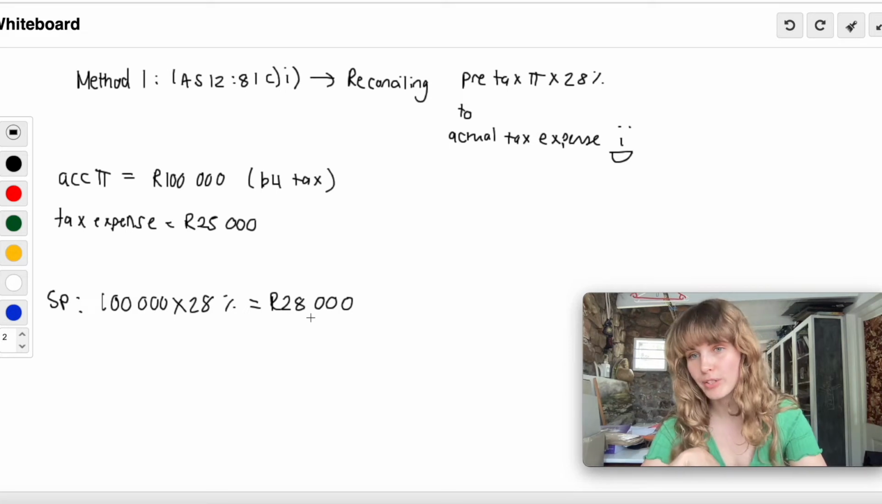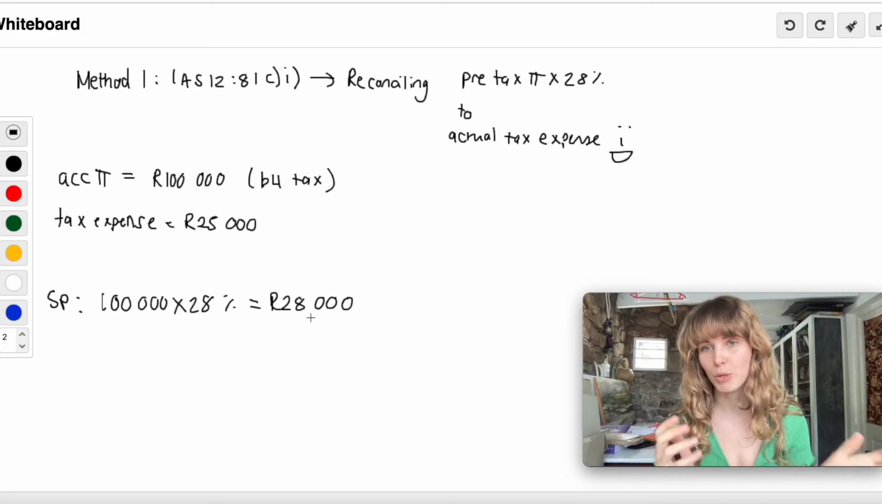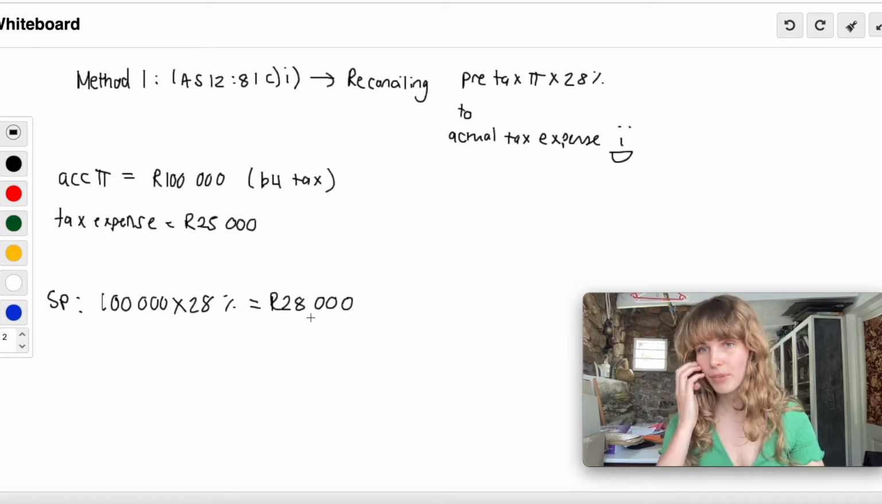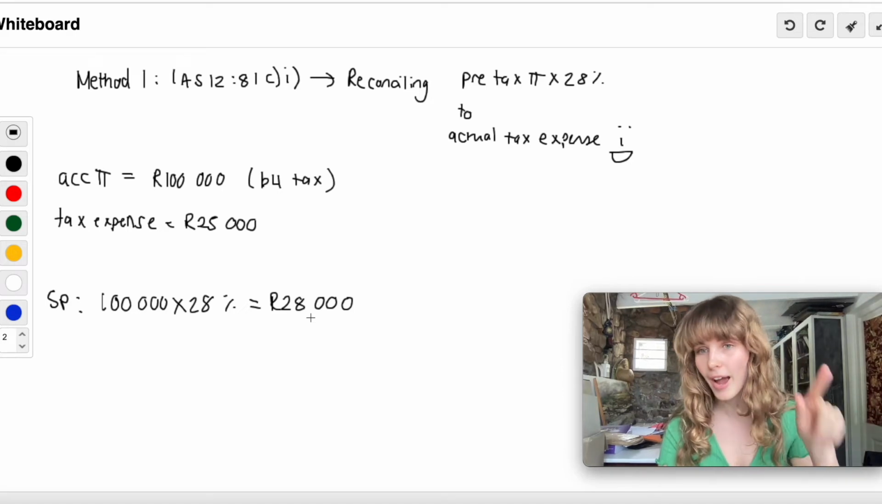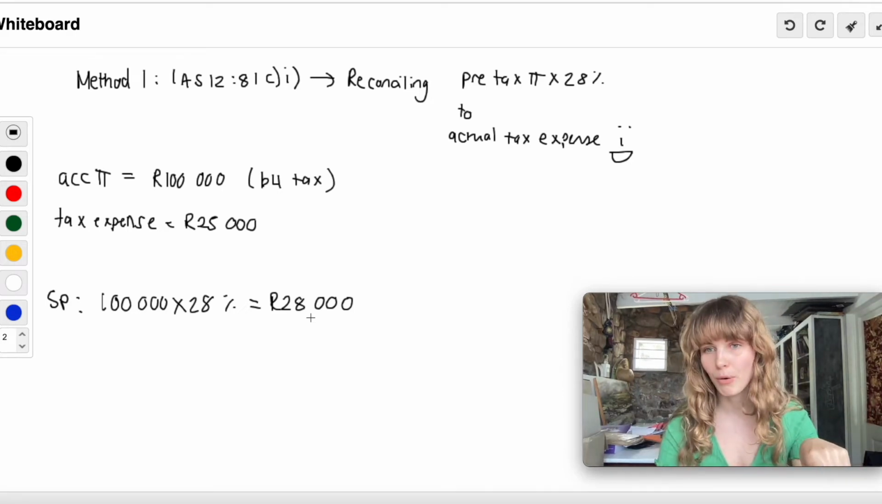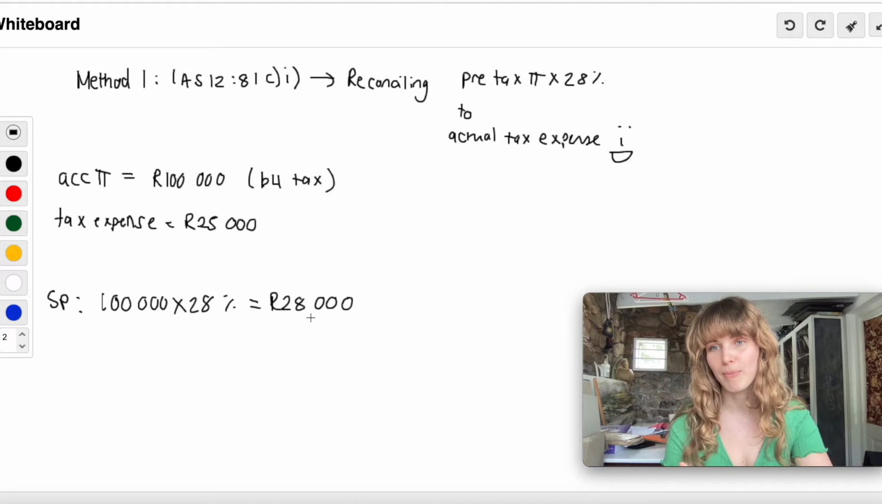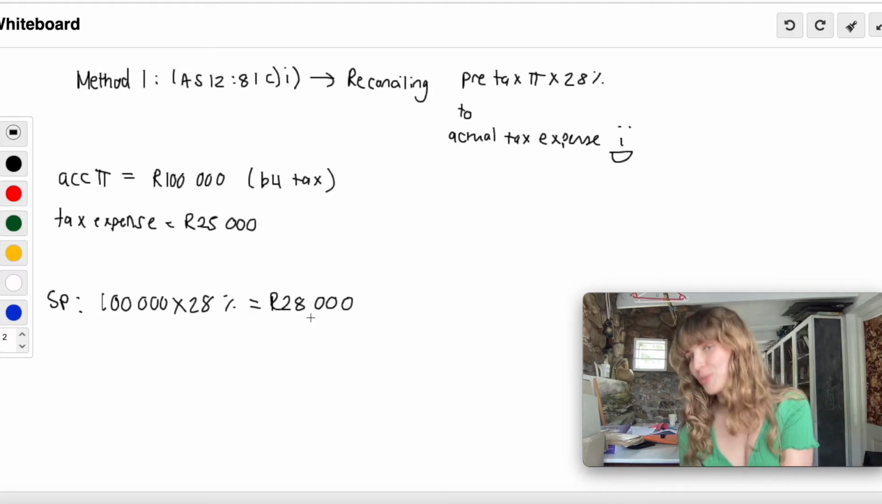So the point of this reconciliation is to account for the differences between our anticipated tax expense and our actual tax expense, so that 3,000 rand difference. If we're doing method number two, just note that our average effective rate would be the 25,000 actual tax expense divided by our accounting profit before tax, which gives us 25%. So you'd be reconciling the 28% to the 25%.